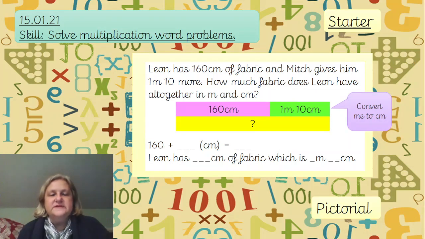So now we've got a starter. Leon has 160 centimetres of fabric. Mitch gives him 1 metre 10 more. How much fabric does Leon have altogether in metres and centimetres? And here's a bar model for you. You did very similar ones yesterday. Going to convert this 1 metre 10 into centimetres. What's the fact you need to know?